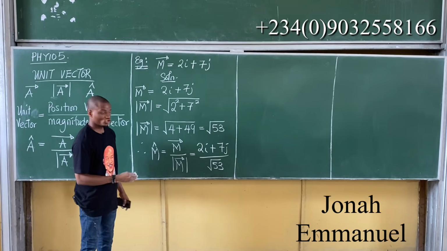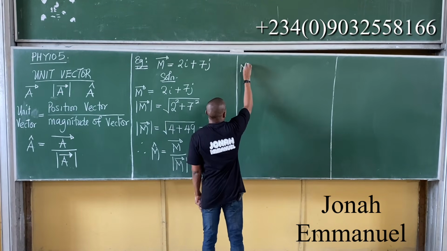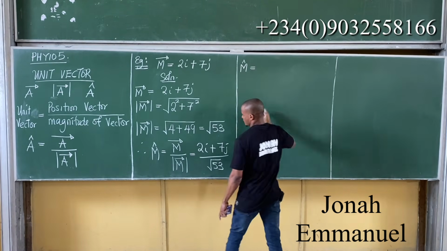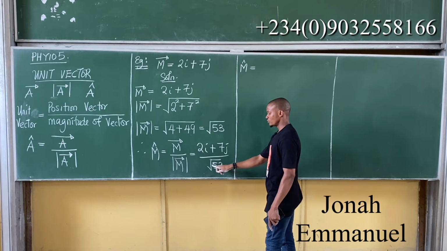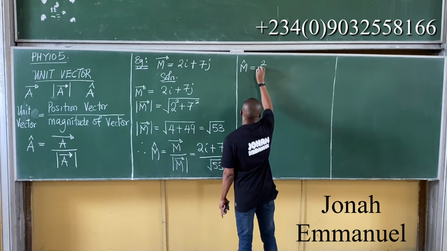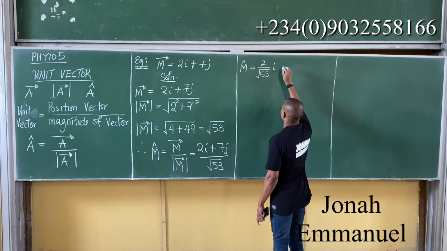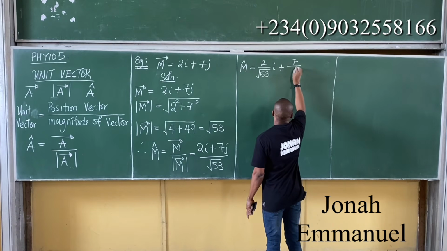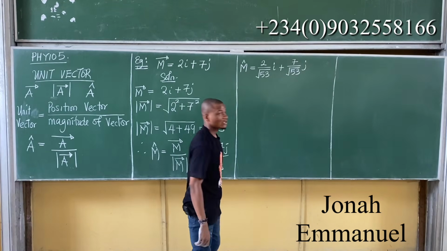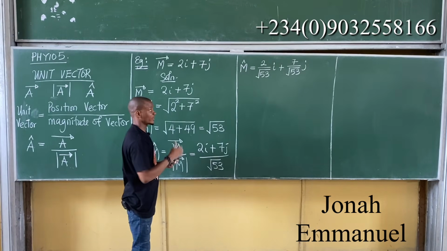At this point, you could choose to separate them individually. That means the unit vector of M can still be expressed as equal, so you can take this over this. So I'm having 2 divided by root 53 becomes 2 over root 53, that's I, plus I can take 7 over this, that becomes 7 all over root 53, that's J. So you can give this as a more proper expression for the unit vector. Now, is this correct? It's correct.